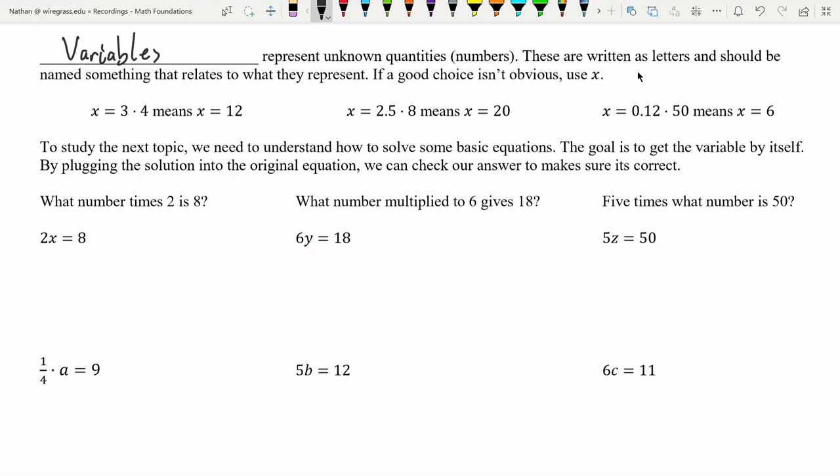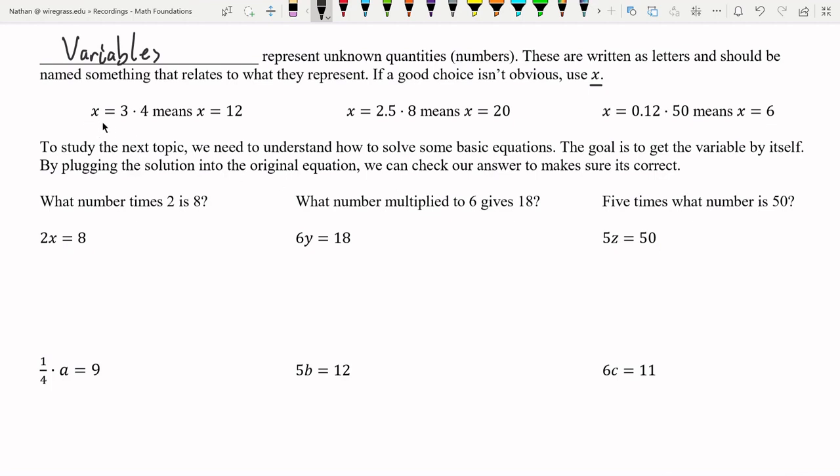You want to name a variable when you're going to be using them in a problem. Name them something that relates to what they represent. If you can't come up with a good choice, then x is always a good choice. x is the classic choice for a general variable.